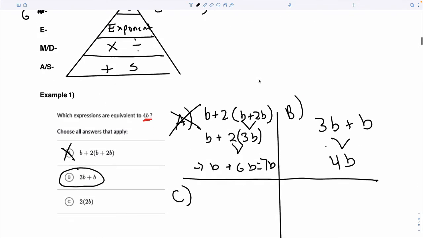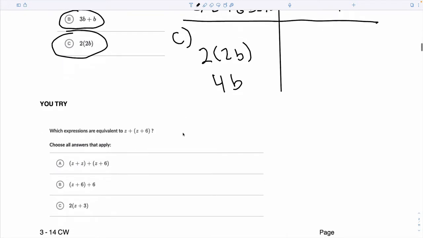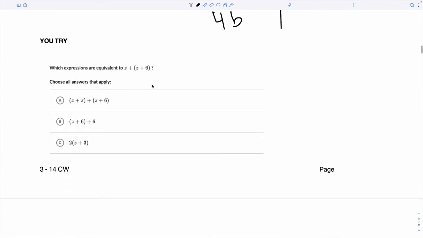So we know B is an option. What's 2 times 2b? Another kind of simple one we can do mentally. Logan? Sorry, Logan. Lauren. It's 4b. And that also matches. So you just found 2 answers. B and C are options that you could work. They are equivalents.